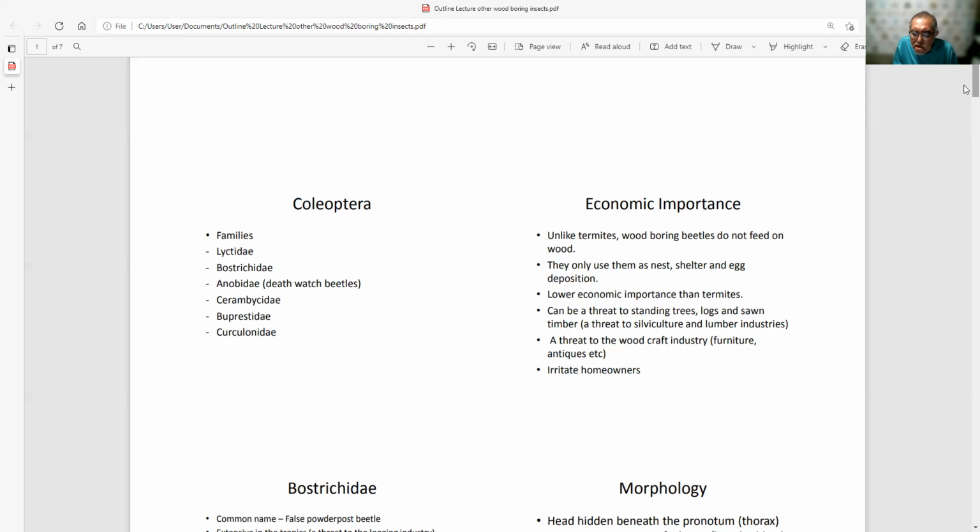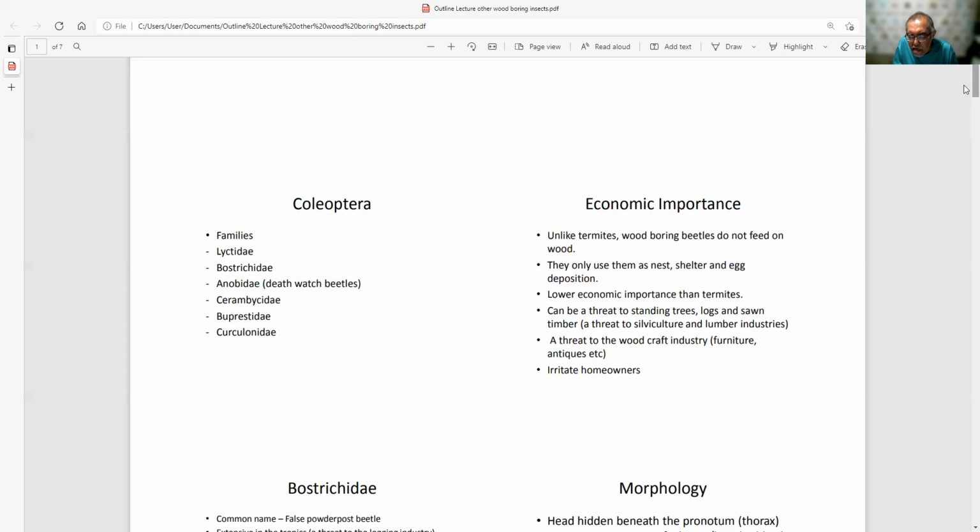Can be a threat to standing trees. Okay, apart from that, we must also consider that beetles are actually a threat to the logging industries, a threat to the lumber industries, industri kayu kayan. Dia boleh menjejaskan nilai pokok balak, sama ada yang ditebang ataupun yang digergaji. A threat to silviculture.